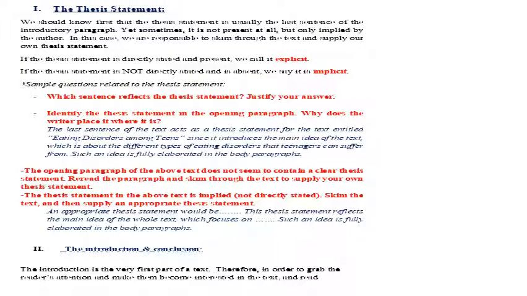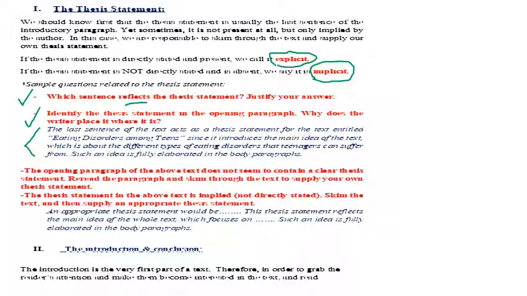Moving on, the thesis statement. Is it explicit? Meaning, is it present there? Or is it implicit? The author just implies it and you have to provide it. If it's explicit, I will ask you the question this way. Which sentence reflects the thesis statement? Justify your answer. Or identify the thesis statement in the opening paragraph. Why does the writer place it where it is?